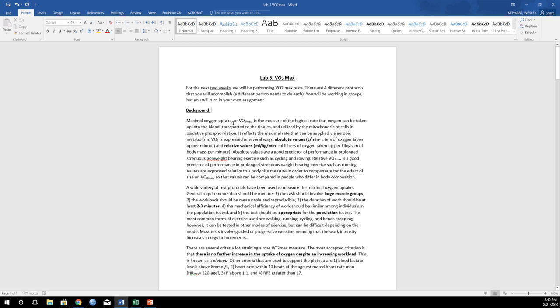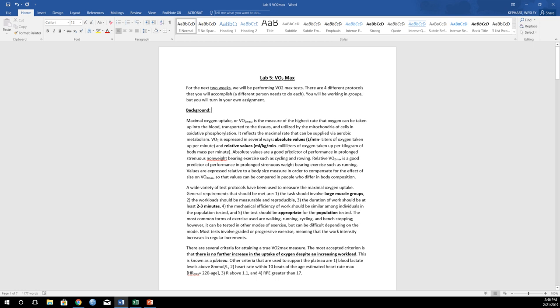So VO2 max is the maximal oxygen uptake, notated as VO2 subscript max. It is the measure of the highest rate that oxygen can be taken up into the blood, transported to the tissues, and utilized by the mitochondria of cells in oxidative phosphorylation, particularly in muscle cells. It can be expressed two different ways, as absolute values and relative values. In absolute terms, it's notated as liters of oxygen per minute, and in relative terms, as milliliters of oxygen per kilogram of body weight per minute.